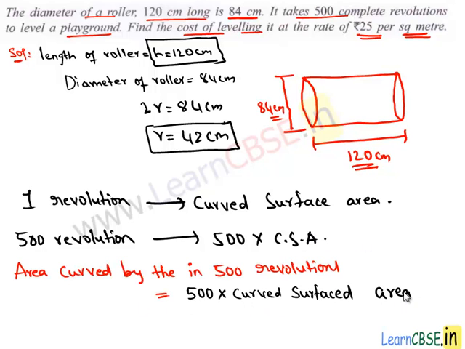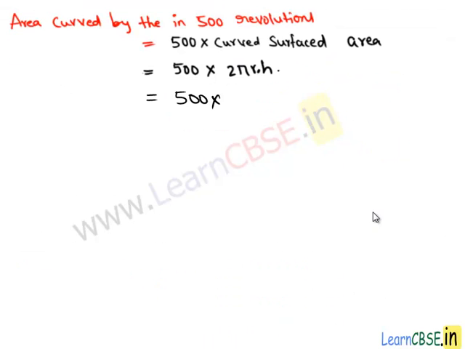We have the curved surface area. Since the roller is in the form of a cylinder, its curved surface area is the circumference of this circle, which is 2 pi r, times its height, which is 120 centimeters. So here we have the area covered by the roller in 500 revolutions is 500 times 2 pi r h. Let's substitute their values, and we are given the value of pi, which is 22/7, and the radius we got is 42 centimeters, and its height is 120 centimeters.